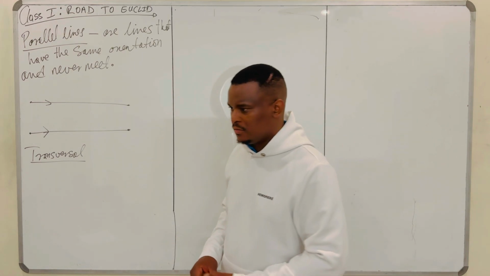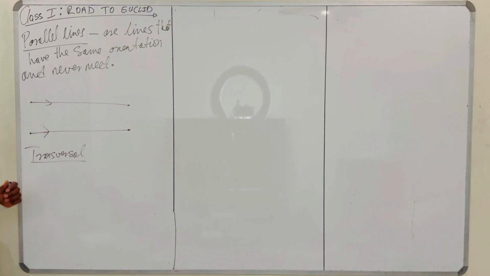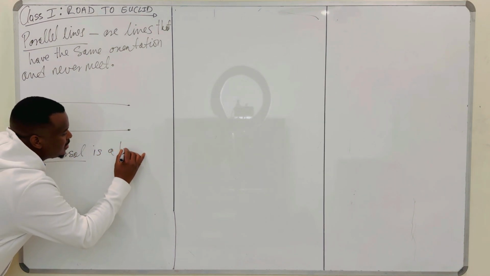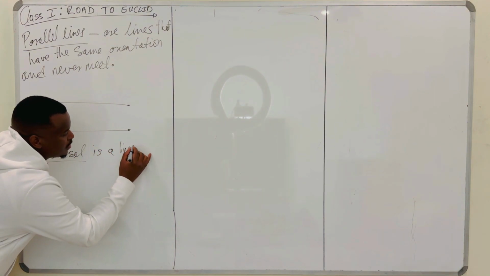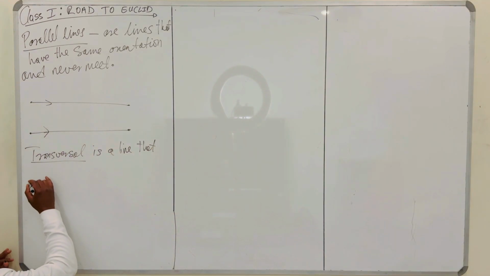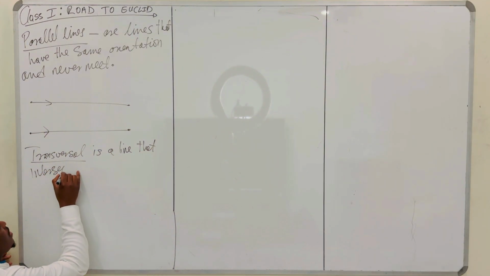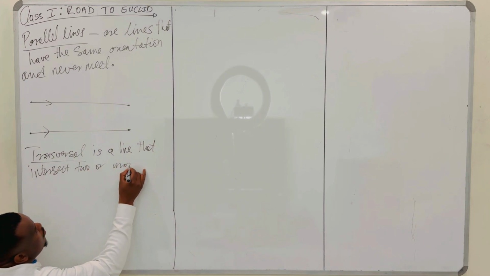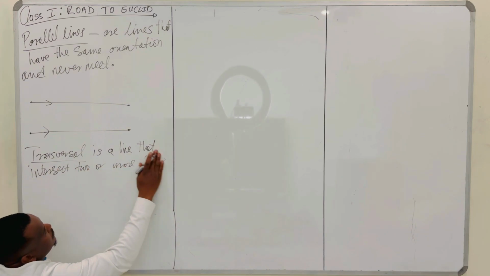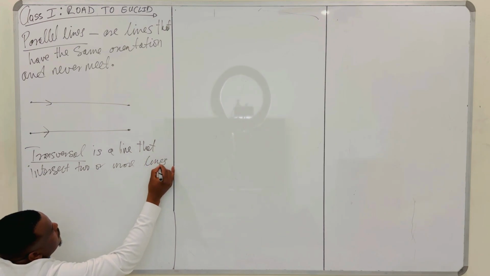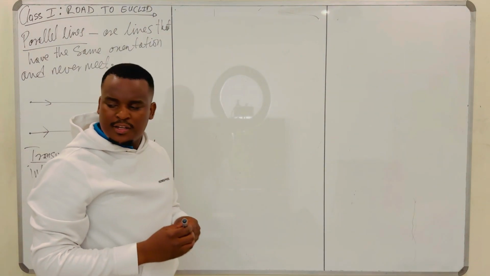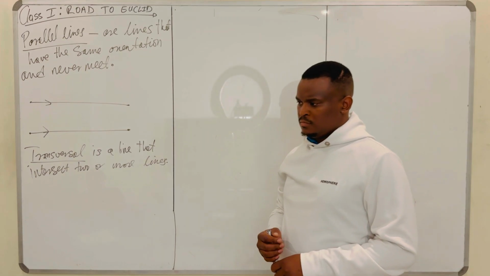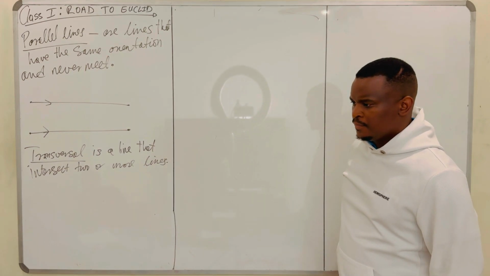So a transversal is a line that cuts two or more lines. Let me just make it general. Two or more lines. Yes. Not parallel lines. They don't have to be parallel. So a transversal is a line that intersects two or more lines. So these lines need not be parallel. Are you with me? Mm-hmm.